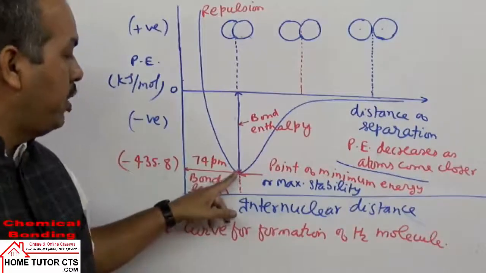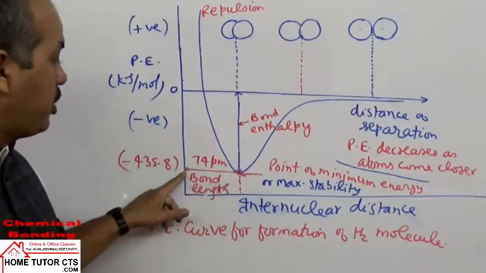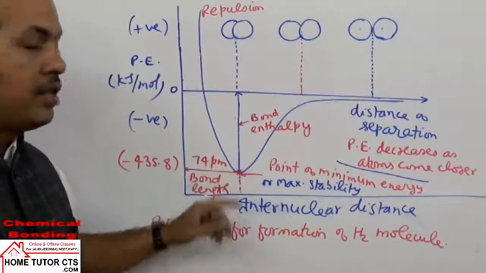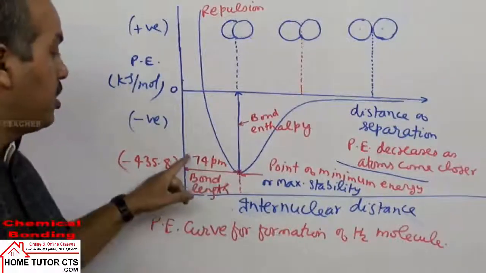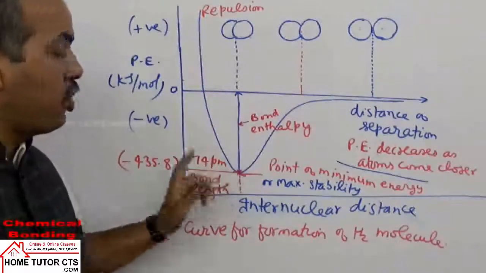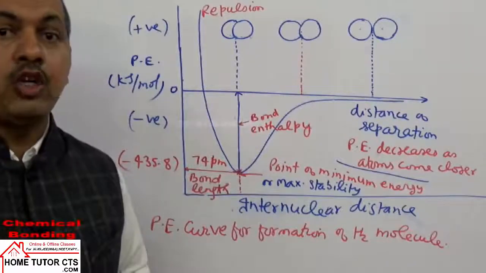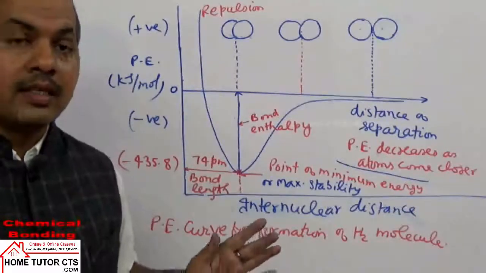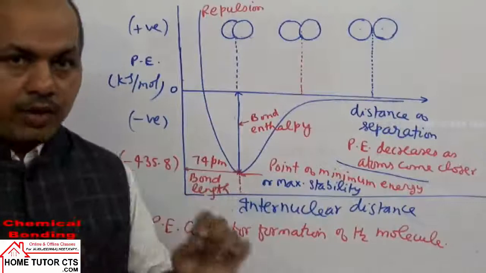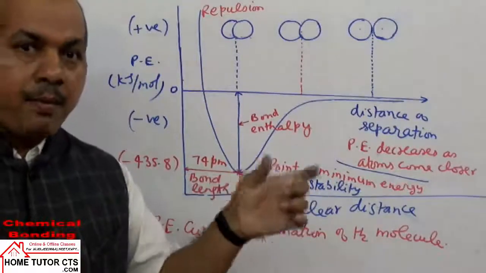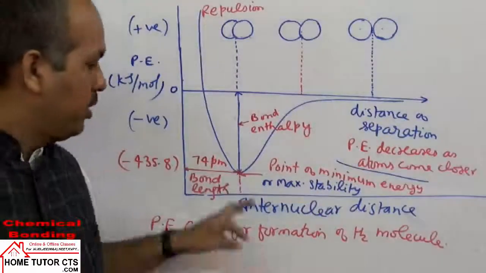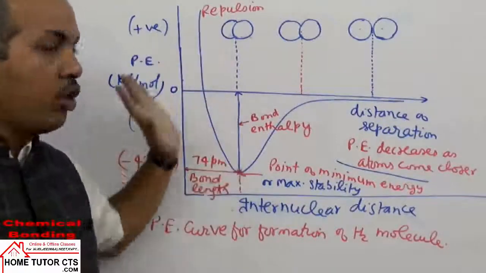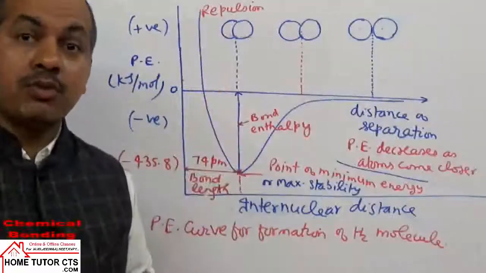Between them, at this point the distance taken is how much here? 74 picometer. This distance between the two nuclei, 74 picometer, is called the bond length. How do we define bond length? It is the distance between the centers of two atoms. This is forming a covalent bond. Already explained the meaning or definition of covalent bond.